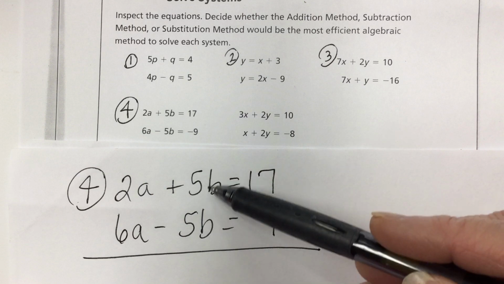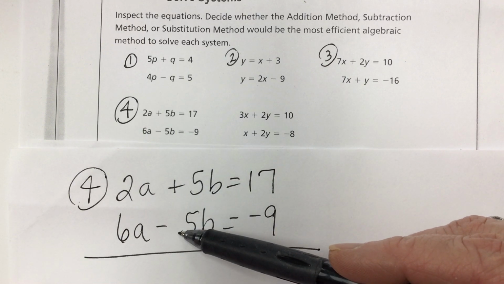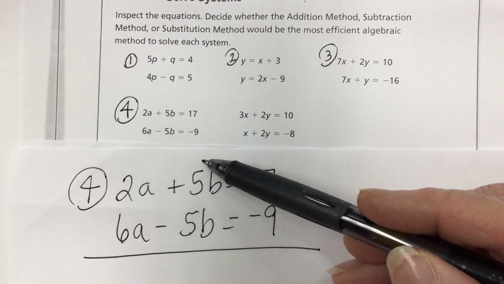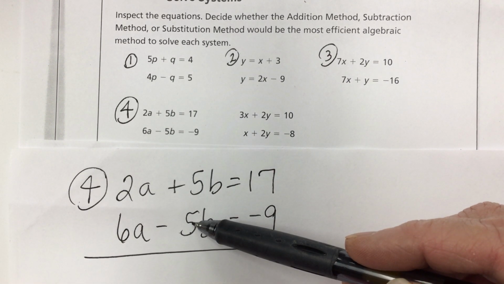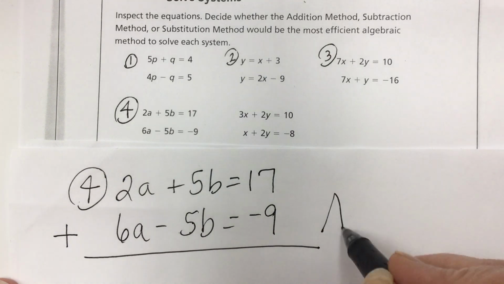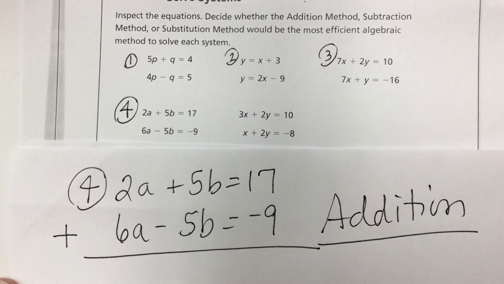When I look at the b terms, I see that one is the opposite of the other. That is what we call their additive inverses of one another. And when you add two numbers that are additive inverses of each other, you get 0. So the best method here would be the addition method. Let's add these two linear equations.